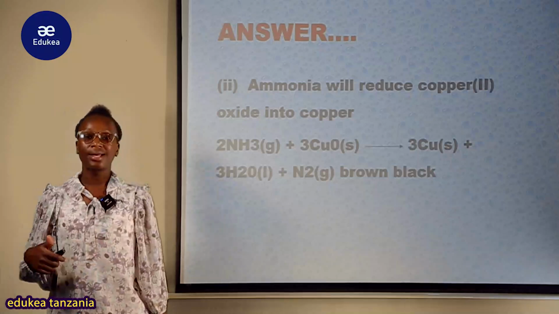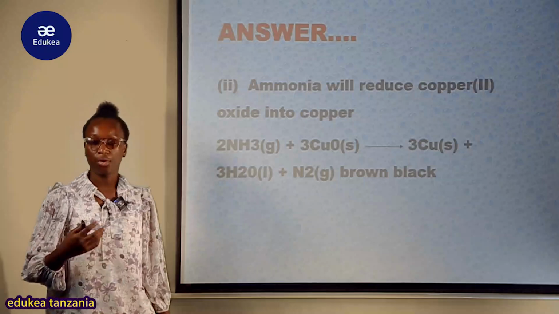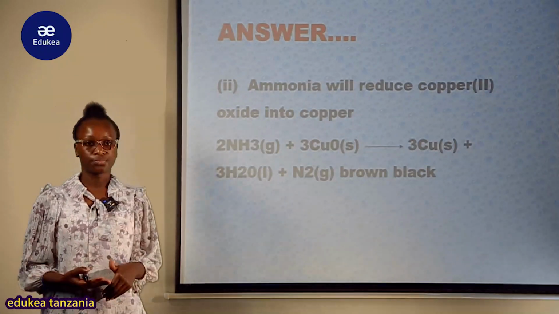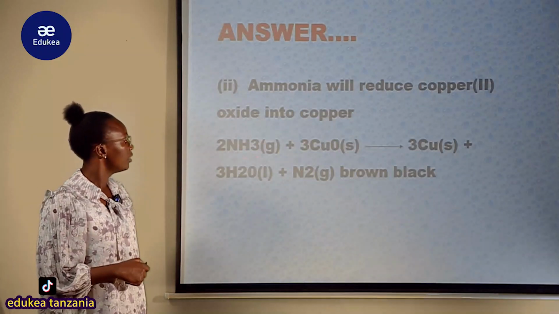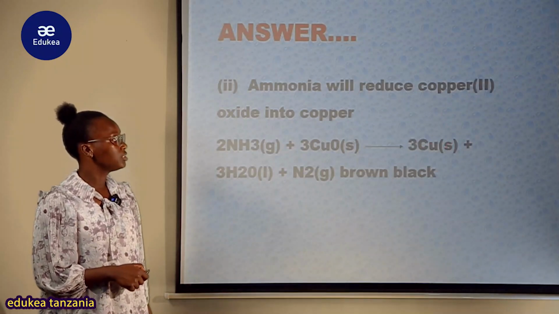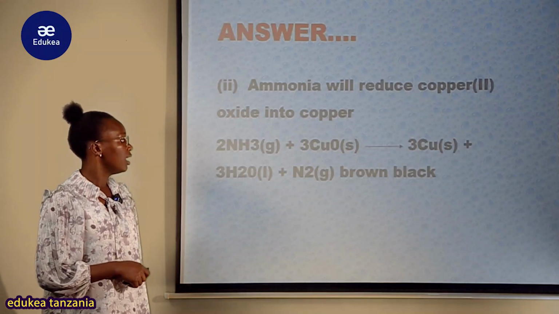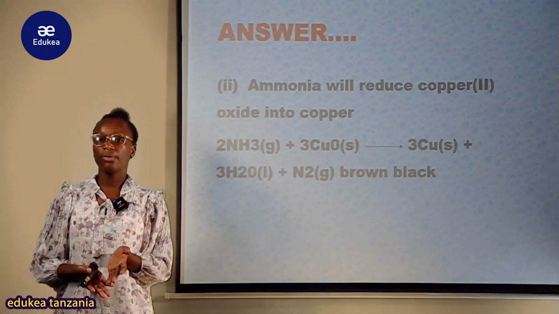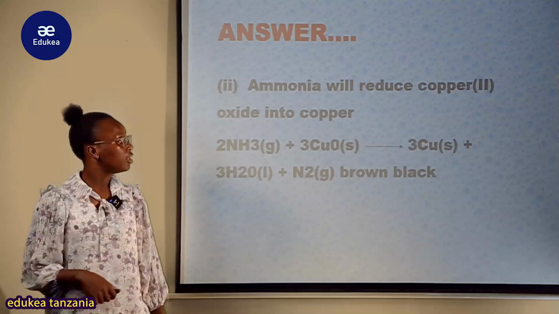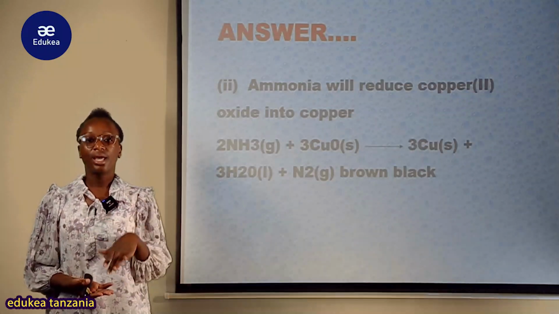Simply ammonia akireact na copper 2 oxide, obviously ana reduce copper 2 into copper, so copper inakuwa reduced into copper metal. After there tunaona kwamba this is ammonia gas plus copper oxide. We are going to have the copper which is solid copper metal, lakini tunaenda kupata this water molecule nitrogen gas ambayo inakuwa katika brown color. So this is the brown color ya hii gas ya nitrogen. Therefore, this is how student was required to explain and to show his or her balanced chemical equation.